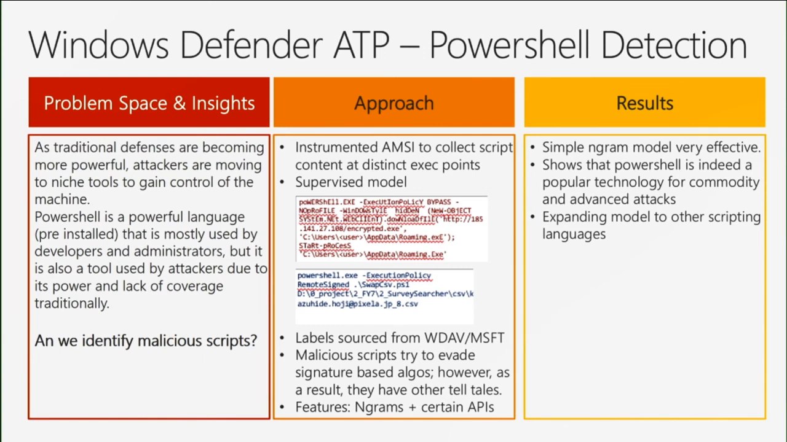Here you actually see a couple of examples of a malicious PowerShell script and a benign PowerShell script. As you see, the malicious script is heavily obfuscated, and that's primarily to thwart any sort of signature-based scanning solution. All that is then sent to the cloud, and we extract features like n-grams and certain API calls to essentially build a model to differentiate between these malicious and benign scripts.